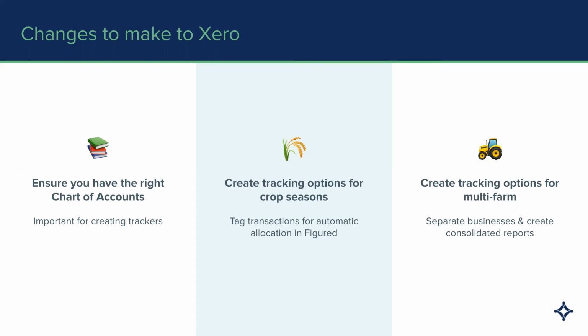The last one here is the option of having a multi-farm. Multi-farm, for those who don't know, is a feature within Figured that allows us to split a single Xero file into multiple farms within Figured. We can budget, report and track separately on each of those farms, and also view them in a consolidated view as well. That's for those who want a more accurate picture of individual farms or enterprises and keep them separated. So it's important to create tracking options in Xero, because that's what will determine the farms that are laid out in Figured.